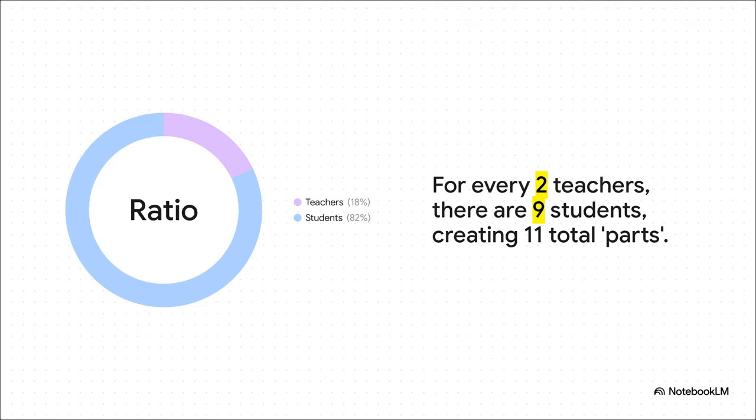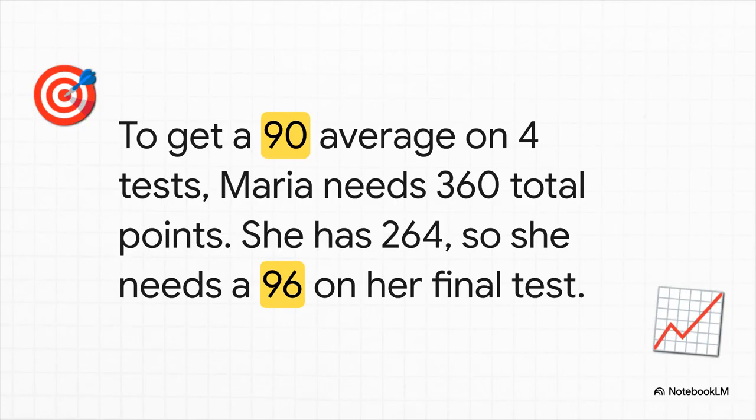2 parts are teachers, so that's 640, and 9 parts are students, which gives us 2,880. Oh man, we've all been here, right? Staring at our grades, trying to figure out what score we need on the final. So let's look at the logic.